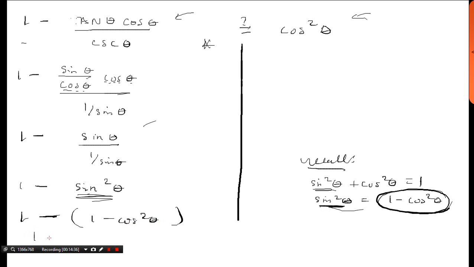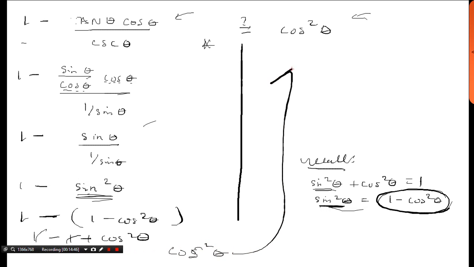We end up getting 1 minus 1 plus cosine squared theta. These cancel, and then finally you're just left with cosine squared theta, which is what we needed. And we are proven. Very, very easy. Okay, guys? So the more and more of these you do, the more familiar you'll get.